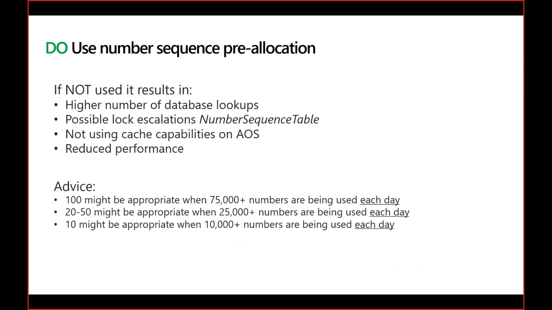Just put here an advice, which could be an initial advice about what the setting could be. Again, this should be tested. It's not an official recommendation here. It's more like a rule of thumb that I added on what should be a good initial setting for a certain number sequence, depending on how many numbers are consumed. And these numbers are per business day here.